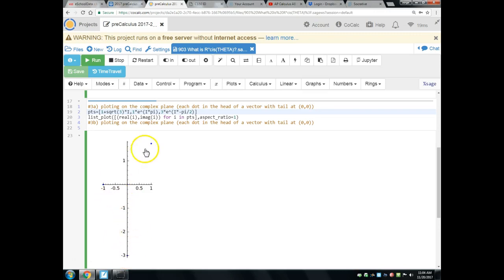Perfect. All right, so it's only graphing the endpoints. Just pretend. Use your imagination. Draw a vector from the origin or the pole to the point. There's your vector. All right. So this is the real part, and this is the imaginary part. This is not the x-axis. This is not the y-axis. This is the complex plane. Okay.